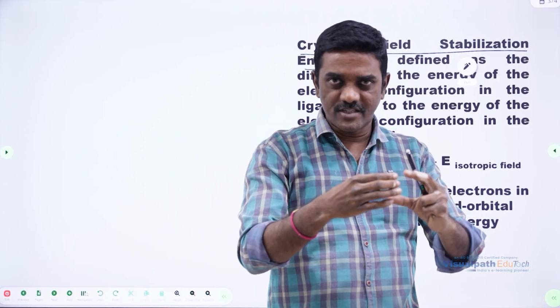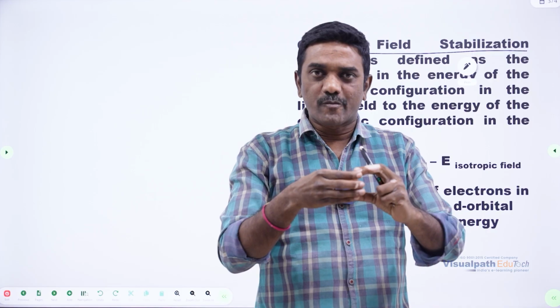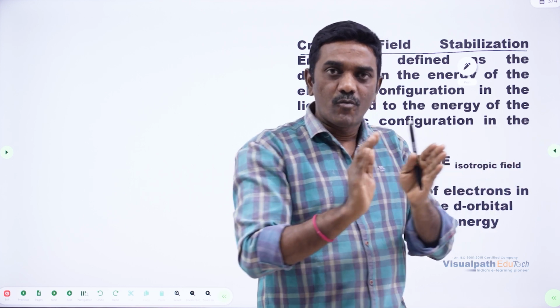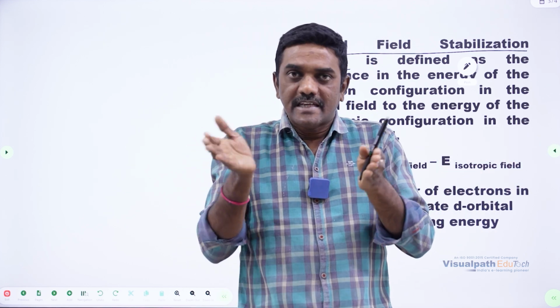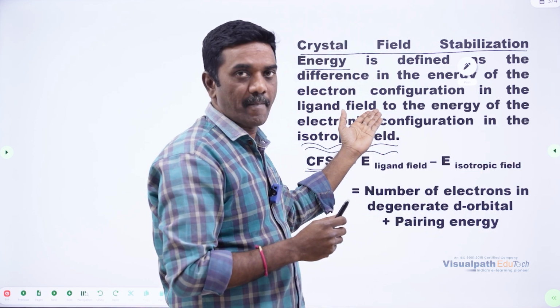For example, ligands are approaching a metal ion. Once they approach, what happens? It will undergo splitting. What is the energy after splitting? What is the energy before splitting? The difference will give you the CFSE.